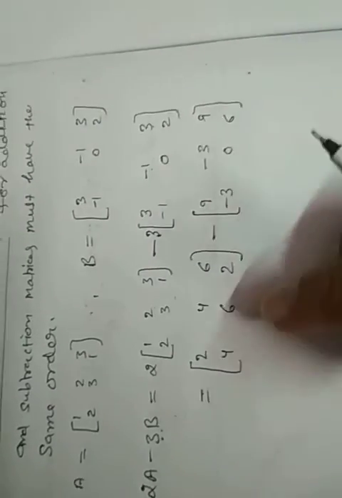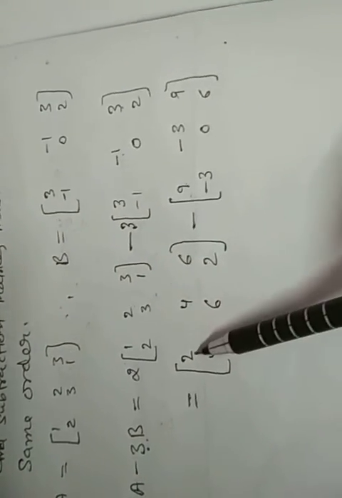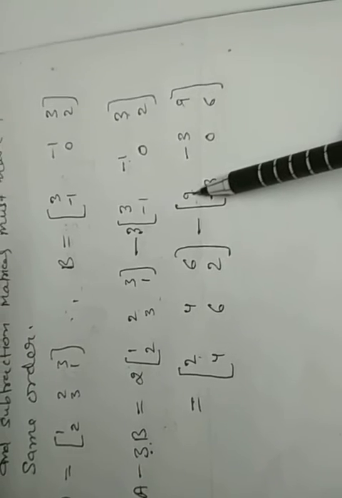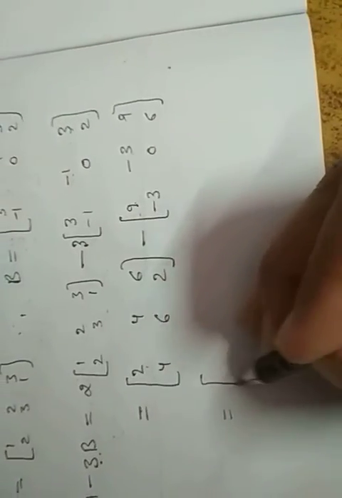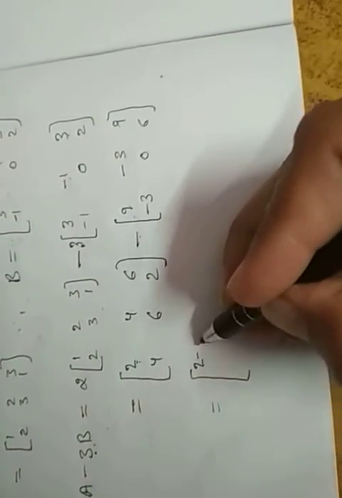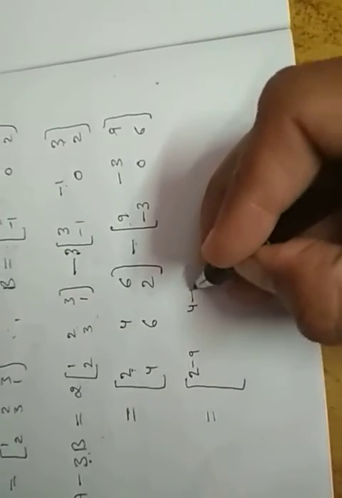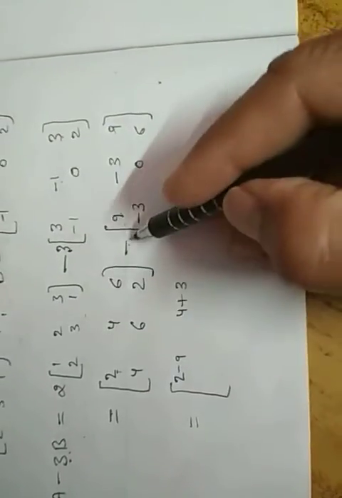Now we will subtract. A particular element will be added or subtracted to the particular element. A11 will be added or subtracted with A11, A12 with A12, A13 with A13. We are looking that the order is same, then we can do the subtraction. So see this, 2 minus 9. This will be 4 minus -3, so it will become 4 plus 3. 6 minus 9.